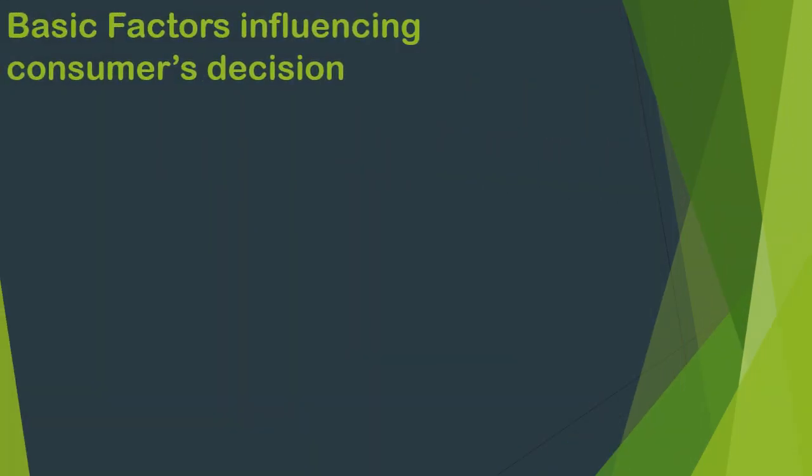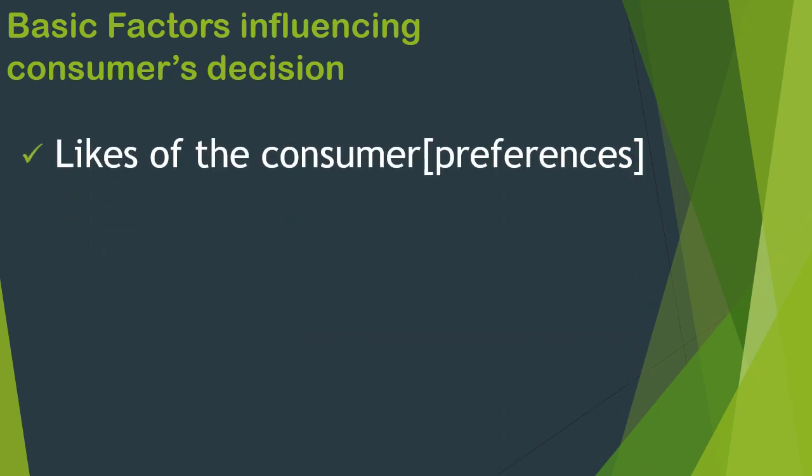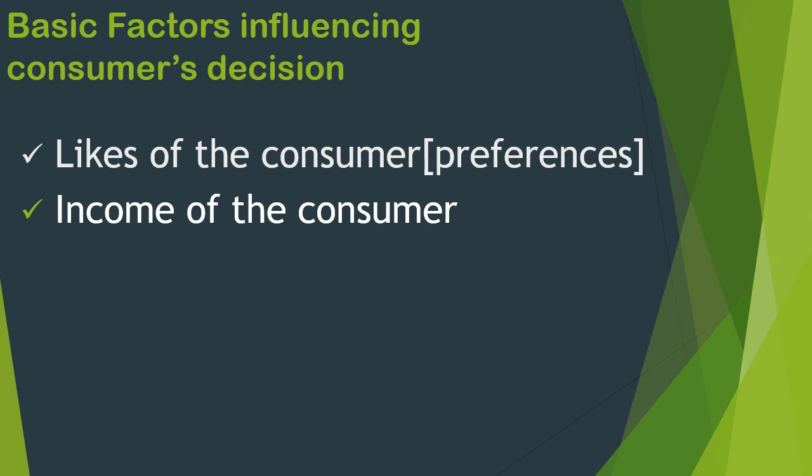I already told you all consumers are not alike. Their decisions are different. These decisions are based on various factors. The important basic factors that influence the consumer's decisions are: first one, the likes of the consumer. Each and every consumer is different in their likes and preferences. Second one, the income of the consumer. The income levels of consumers are also different. And the price of the goods.